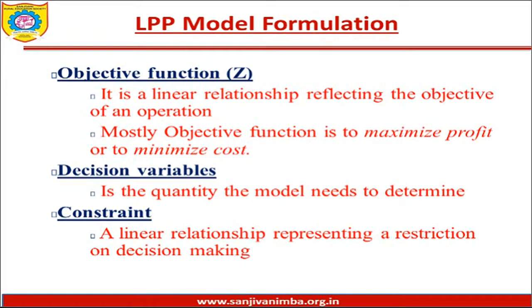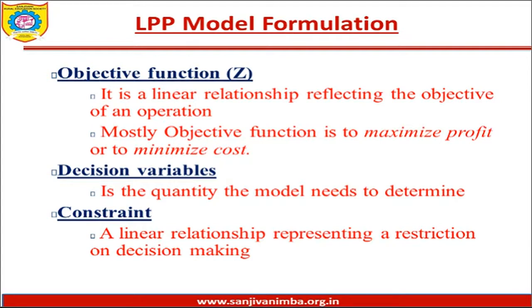And thirdly, constraint. A constraint is a linear relationship which represents a restriction on the decision making. In our case, we have been told that the cost of production for A, B and C is given. Secondly, the maximum demand of product A, B and C across various states is also given. So we cannot use more funds than what we are having, and secondly we cannot sell more units than what is the demand of the market. So they would be posing restrictions on the decision or the strategy that we are going to formulate.